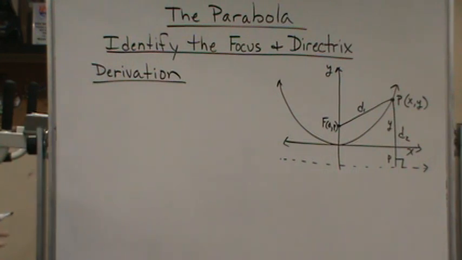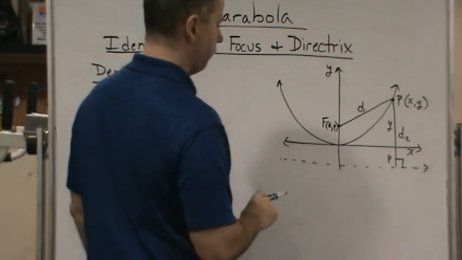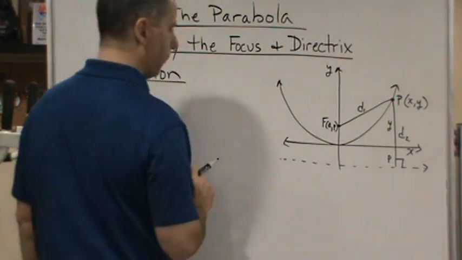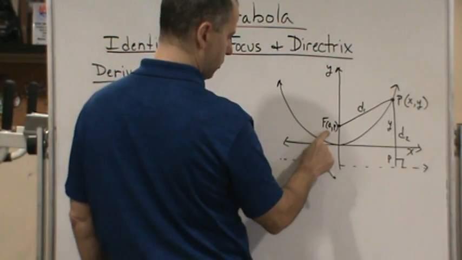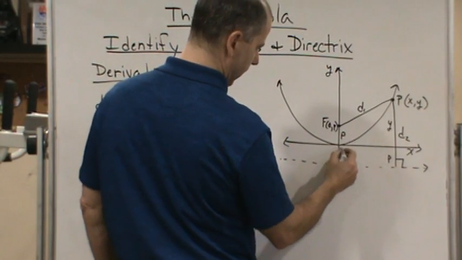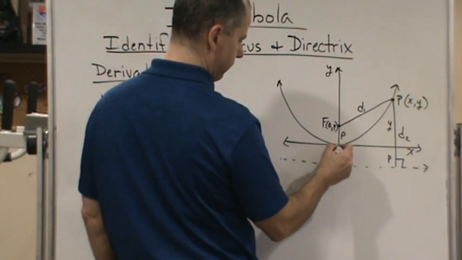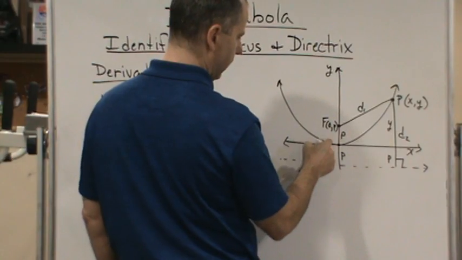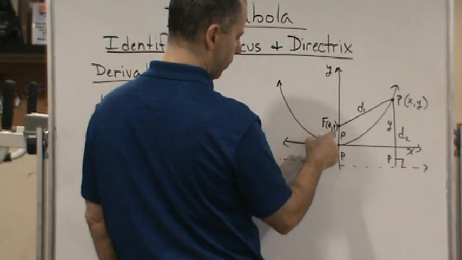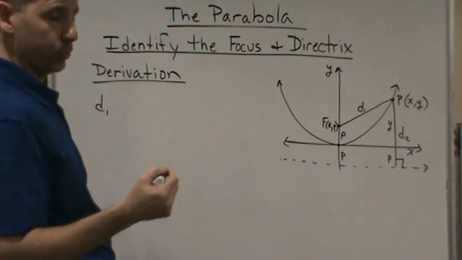So the first thing we're going to do is let the distance from the focus, D1, be the distance from the focus to the point P, given that the focus is at 0, comma p. We're a distance of p from the vertex here, and this is also a distance of p. So the focus is located at 0, comma p, and then we have a point on the parabola, just any point, x, y.